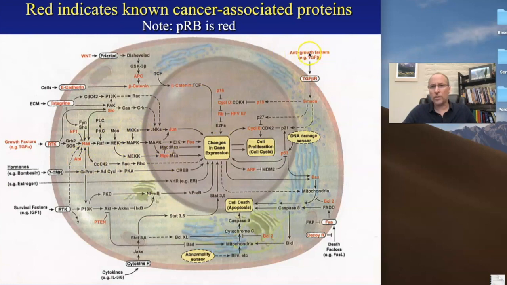For example, you can get these anti-growth factors that are binding to a particular receptor on the cell membrane, which activates these things called SMADs, which activate this molecule called P15, which will inhibit this combination of cyclin D, CDK4, cyclin-dependent kinase 4. We'll talk about that later, which also inhibits RB. Oh, there's our RB. See that? Now you can forget about all this.